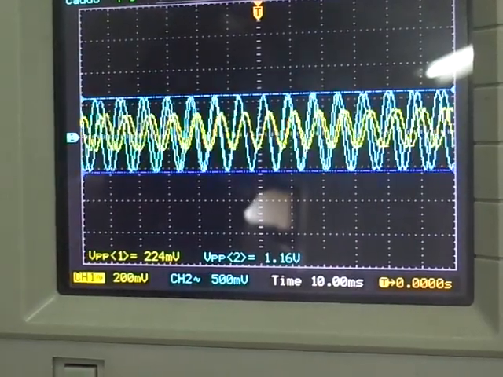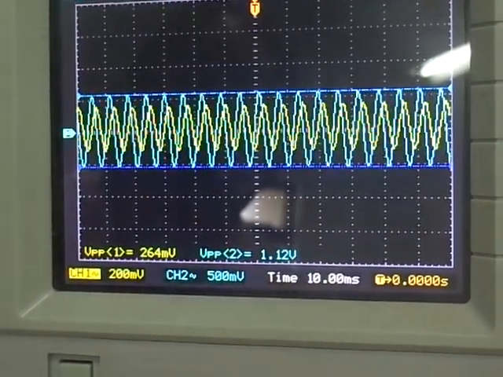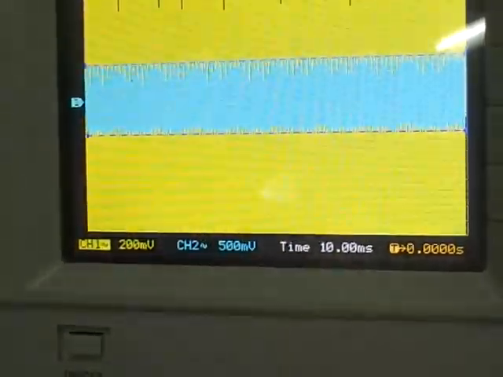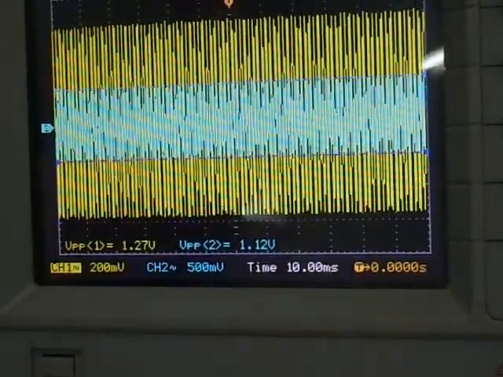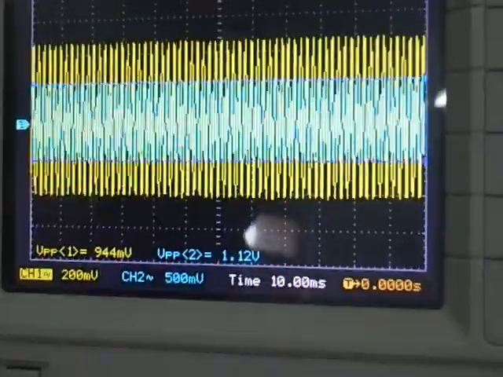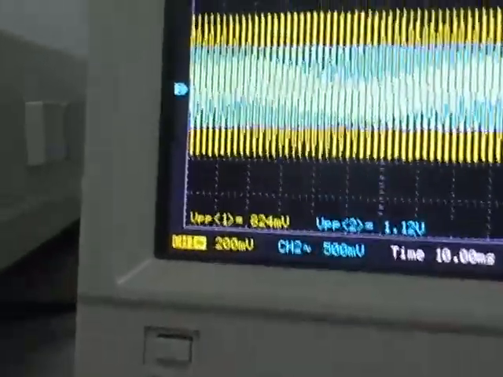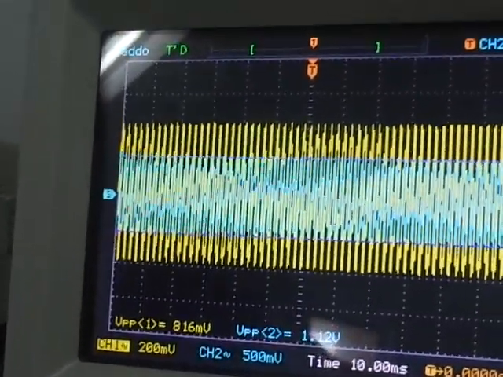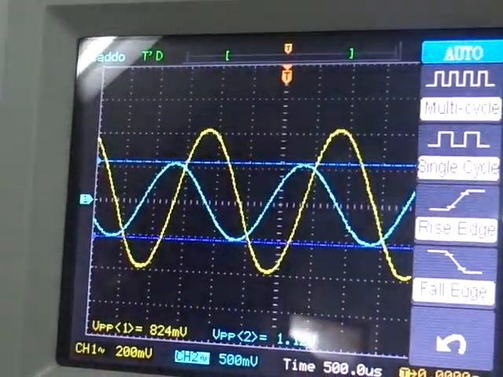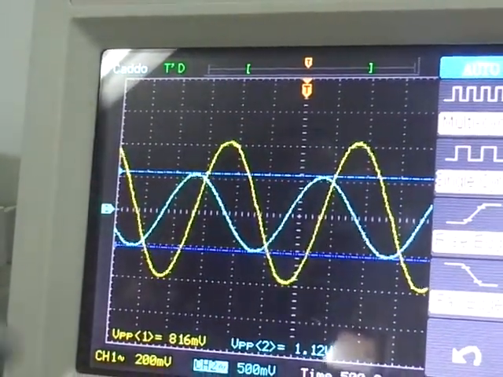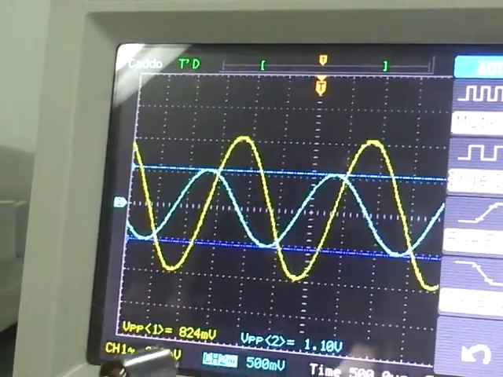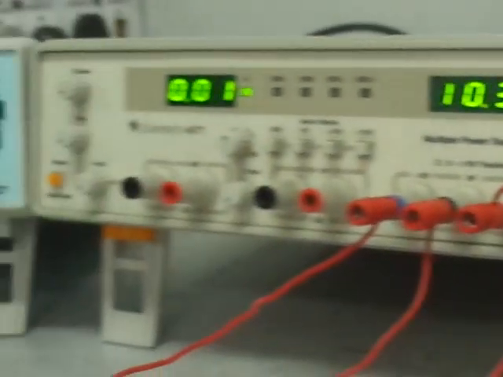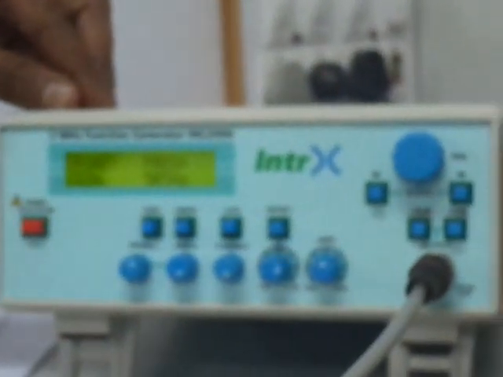we will take the second measurement at, suppose, 500 Hz. We will adjust the frequency to 500 Hz. If you see, the output voltage is now moving towards 1 volt. At 500 Hz we are getting around 824 millivolts. If we take the reading at 500 Hz, the output voltage we are getting is around 800 to 900 millivolts.